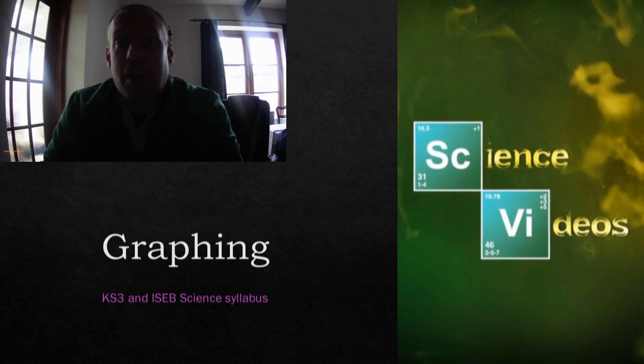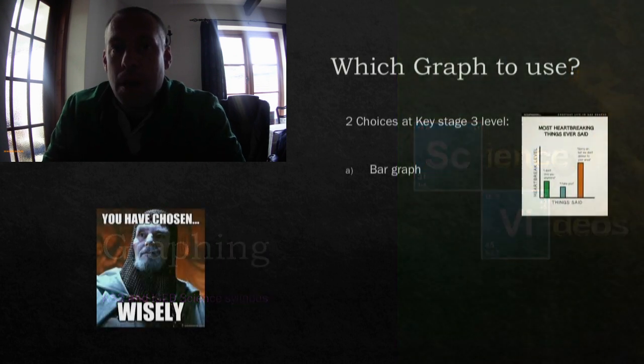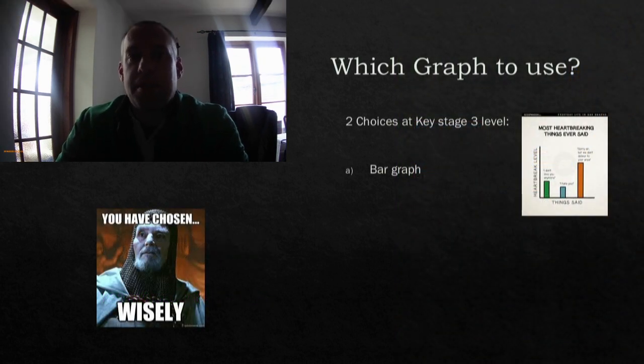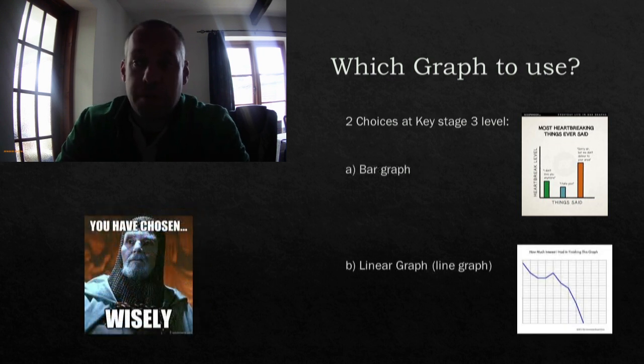So here we go. Without further ado, let's look at what the Key Stage 3 and ISEB Science syllabus say about graphing. There are two types of graphs that the ISEB syllabus says you need to know. The two types are the bar graph. Here's just a little example at the side. And the second type is a linear graph, or line graph, of which again another example is here at the side. The purpose of this video is to talk you through which one you should choose, and then I'm going to talk about how to build and draw a linear graph.